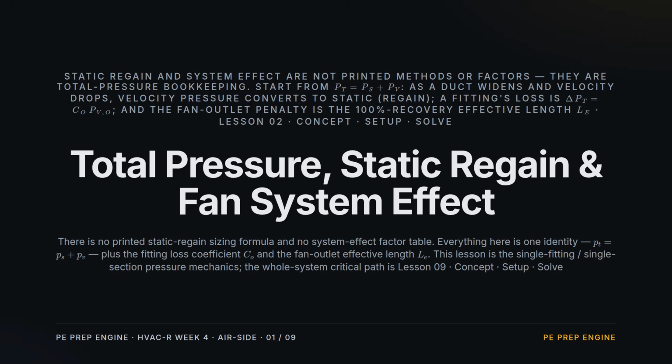Week 4, Lesson 2, Total Pressure, Static Regain, and Fan System Effect. Two things people expect to be formulas are not printed at all. Static regain is not a sizing method, and system effect is not a factor you look up. Both fall straight out of one identity: total pressure equals static plus velocity pressure. We'll size a single fittings loss and a fan outlet penalty. The whole system assembly waits for Lesson 9.